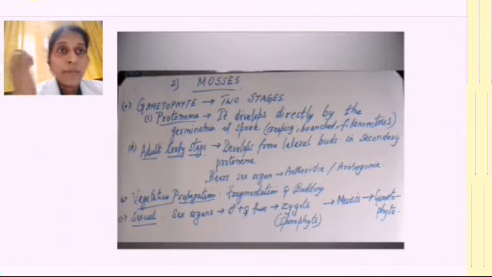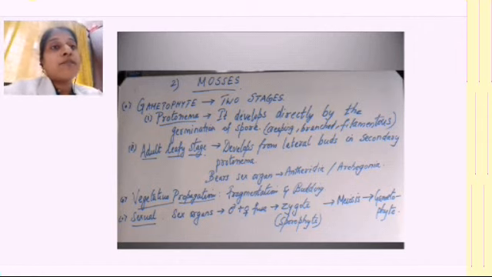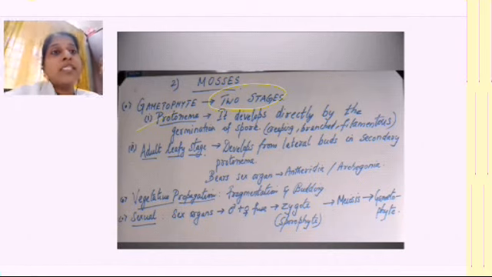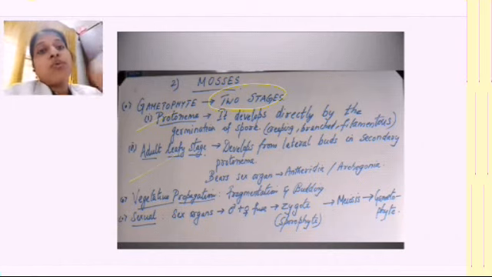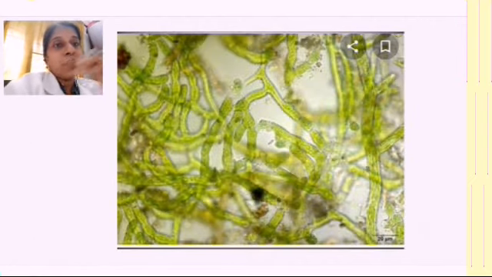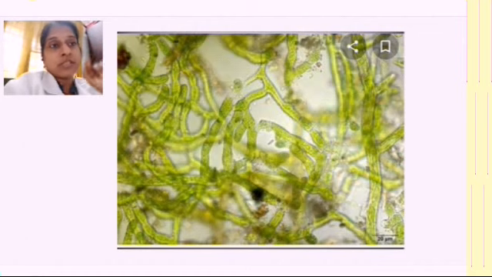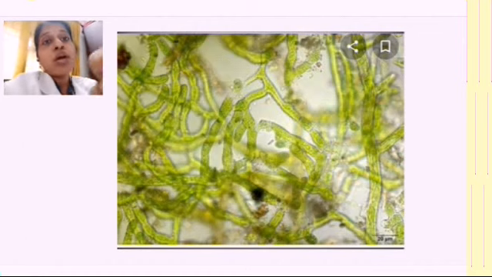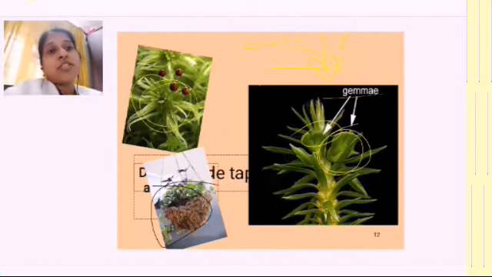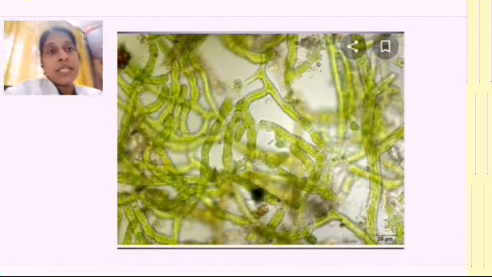Now moving on to the mosses. The main plant body is a gametophyte. In the gametophyte itself, we can find two stages: one is the protonema stage and another one is the adult leafy stage. So what is the protonema stage? In the beginning they will have structures like this, a filamentous thallus-like structure. This structure we call protonema. Later they develop leaf-like structures.